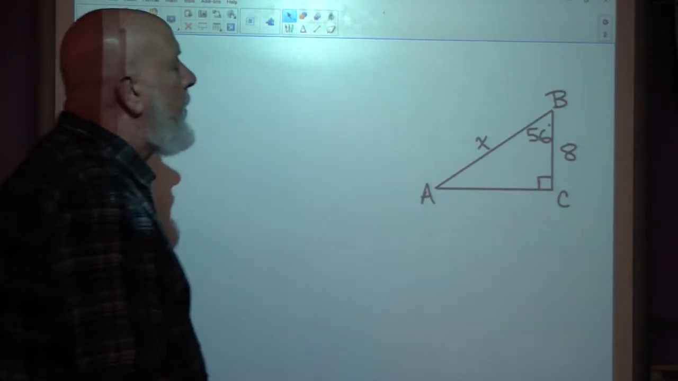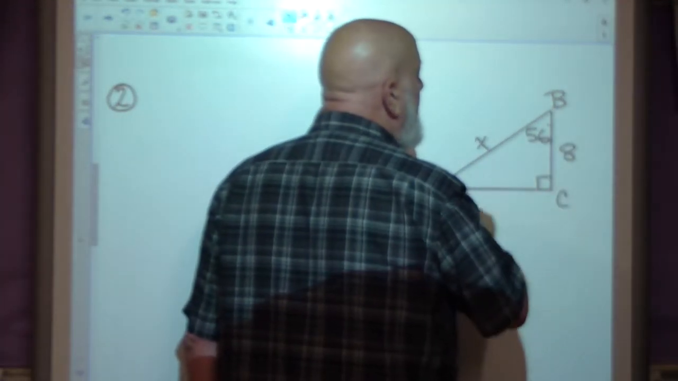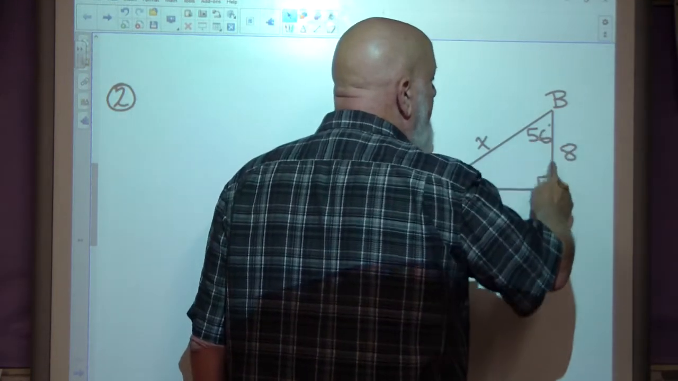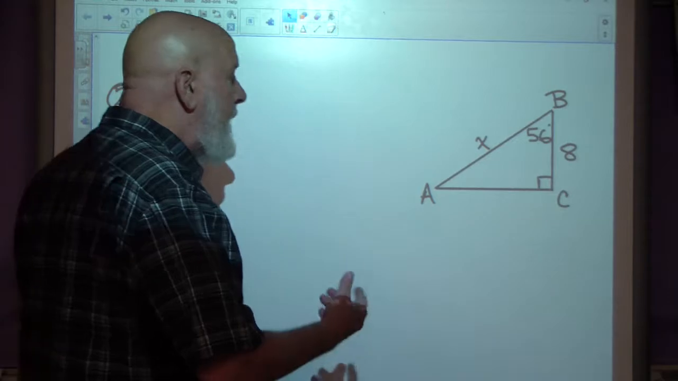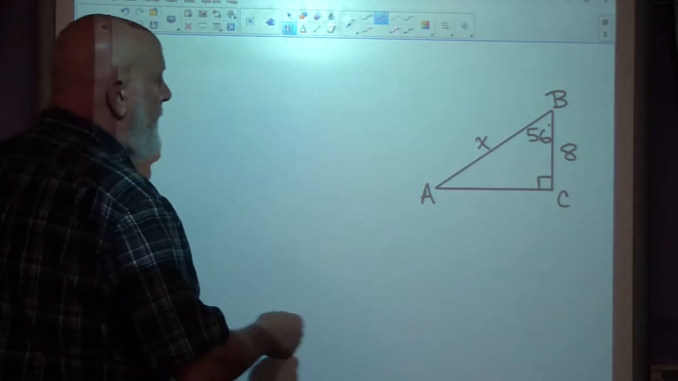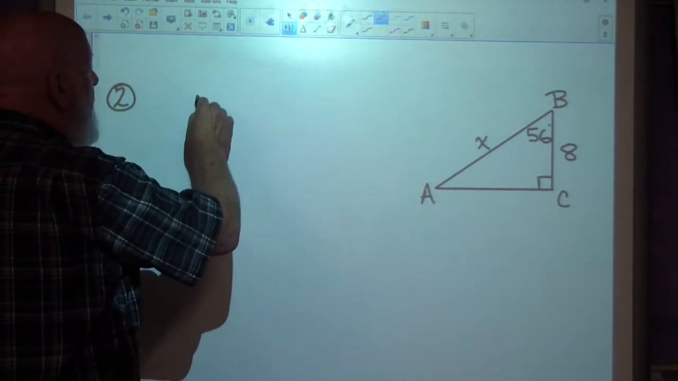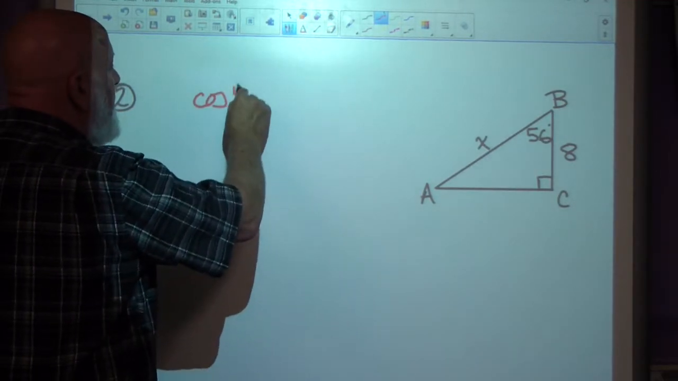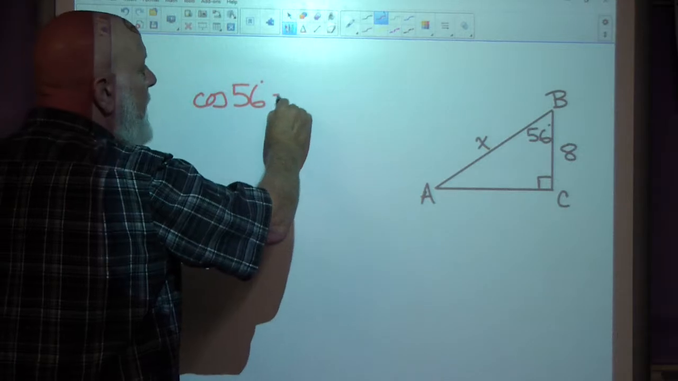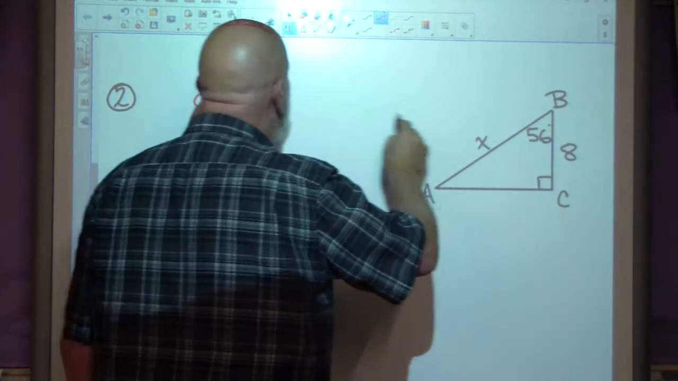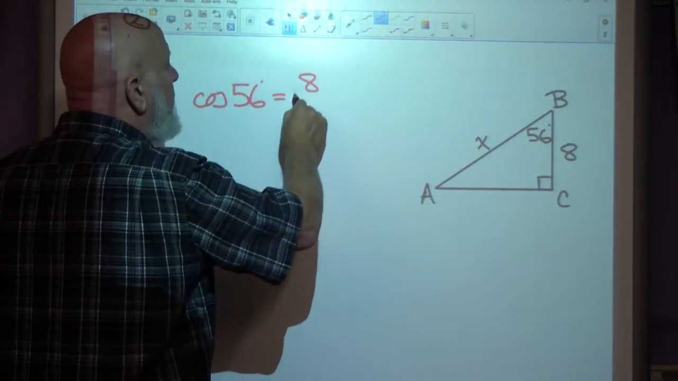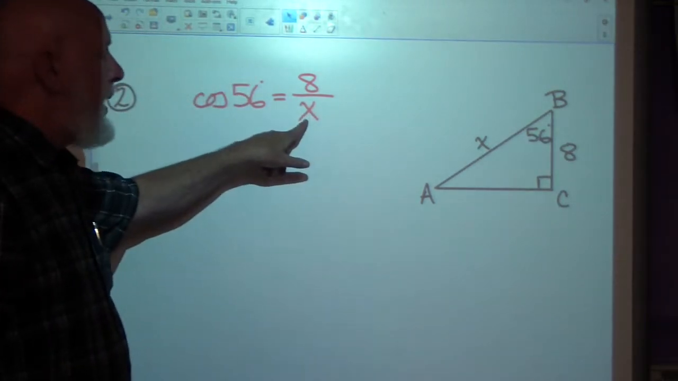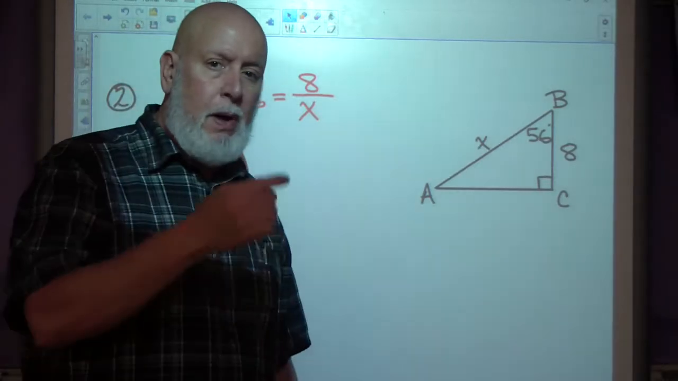Here I've got another right triangle. And my angle is 56 degrees. My adjacent and my hypotenuse, again, that's the cosine function. Coincidence. So I'm going to say, well, the cosine of 56 degrees is equal to adjacent over hypotenuse. In this case, my variable is in the denominator, and we don't want that. We don't want the variable in the denominator.